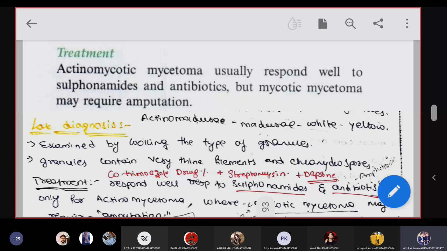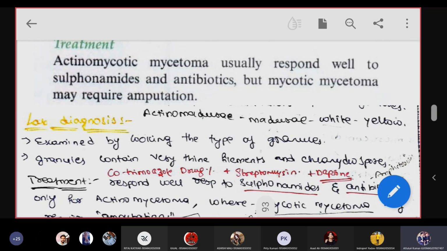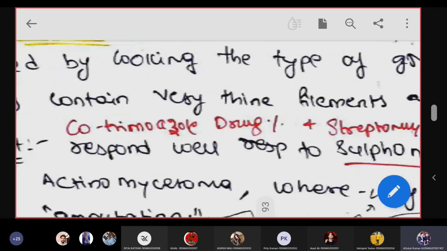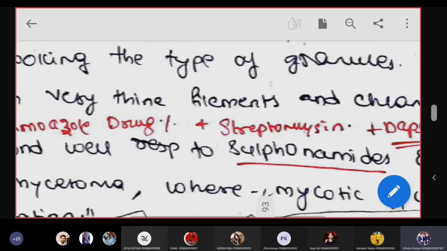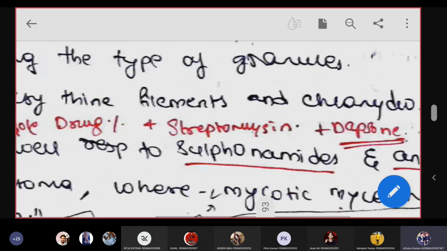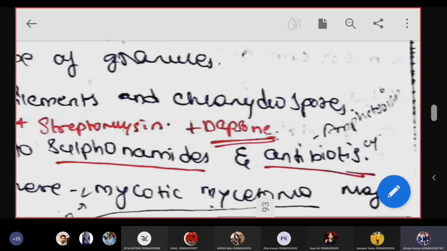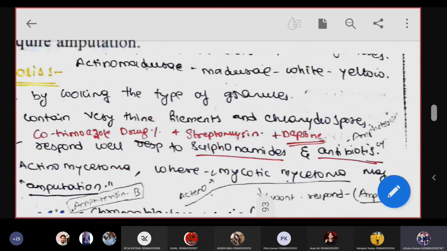If not, it will burrow deep into the skin and cause systemic infection, which will be even deadlier. So to save the patient's life, we should go with amputation. Sometimes this mycetoma infection may require amputation. So treatment, again, can be done using sulfonamides or antibiotics. There are specific drugs for this mycetoma. The drugs I got from the internet are cotrimoxazole, streptomycin, or dapsone, which can be used for treating this mycetoma infection.